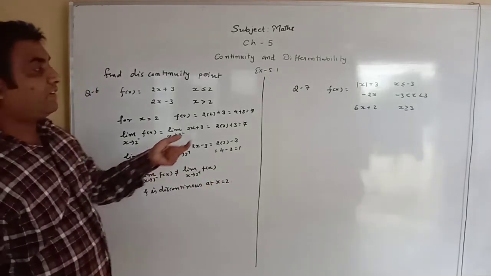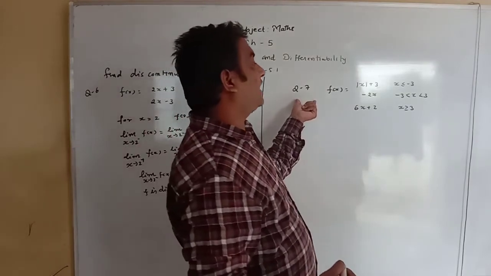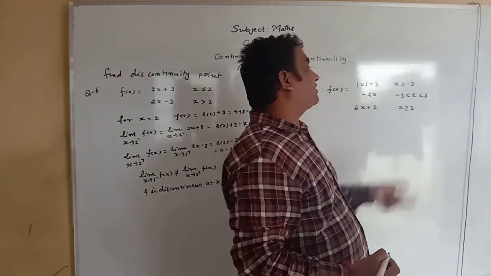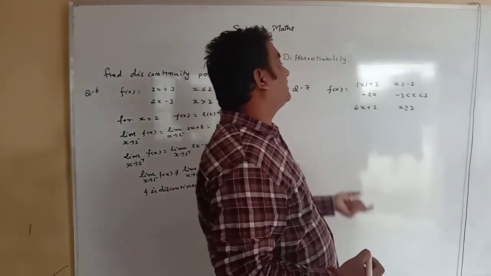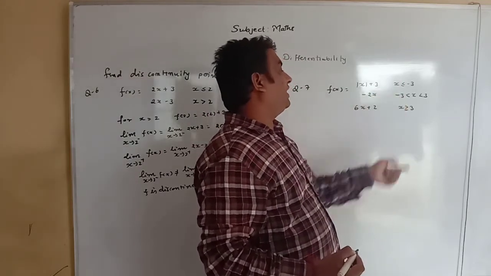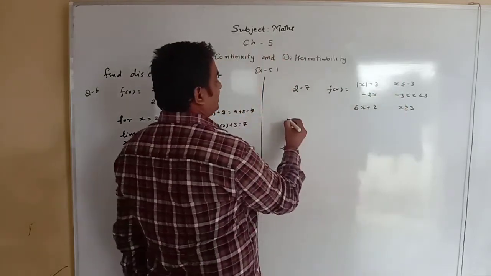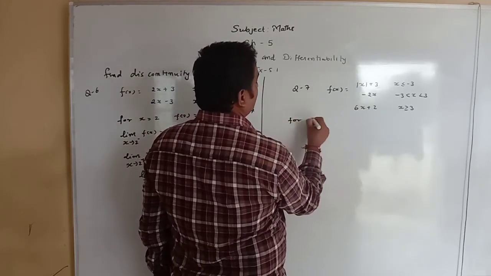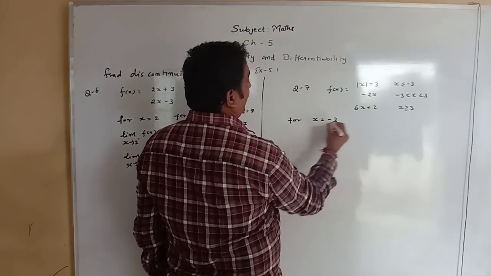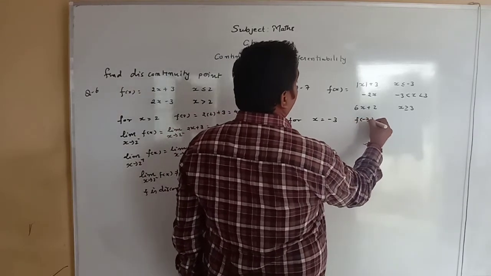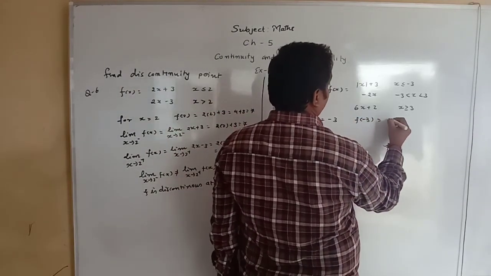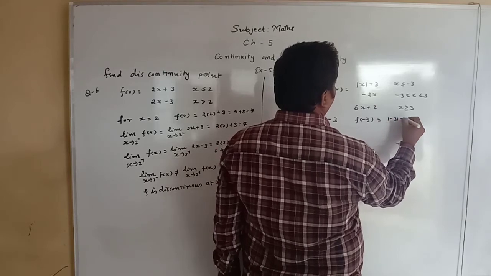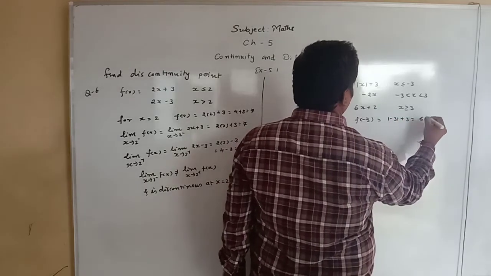Now question 7 is also for checking the discontinuity, but here three functions are given, so the function is getting changed at minus 3 and 3. So first is x equals minus 3. For x equals minus 3, f(minus 3) equals modulus of minus 3 plus 3, which is 3 plus 3, 6.